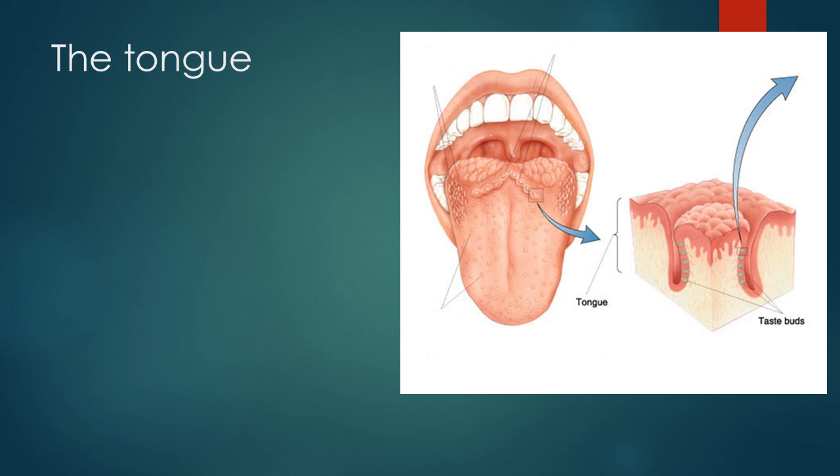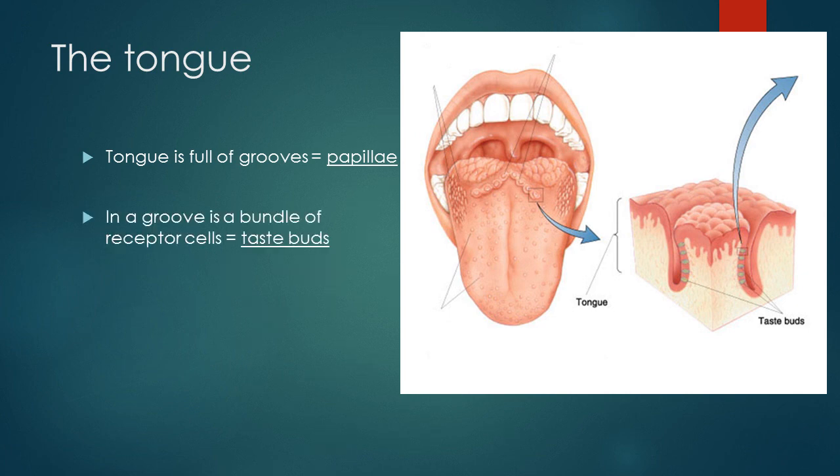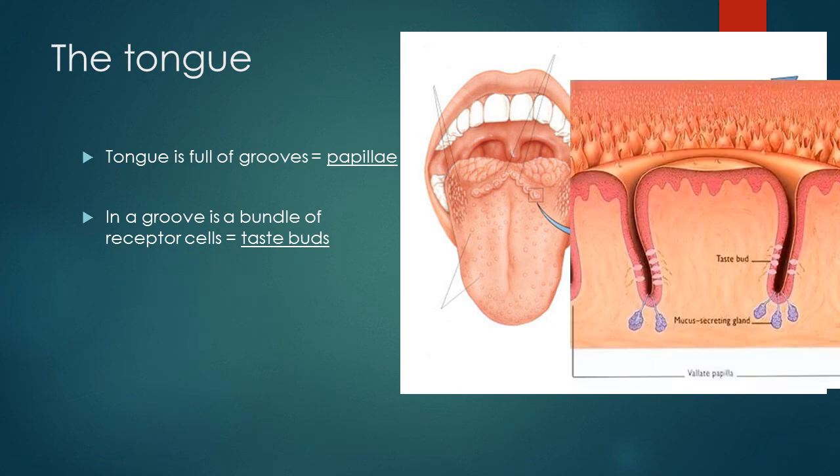So now we continue on to the tongue. The tongue, if you ever see a tongue up close, you see that it's all bumpy and has all these little grooves. The grooves are called papilla. The papilla are really grooves. And inside of those grooves you find these tiny little balls. These balls are what we call a bundle of receptor cells, also known as a taste bud. Finally, at the end of a groove you find a mucus secreting gland. So a little gland that makes mucus.